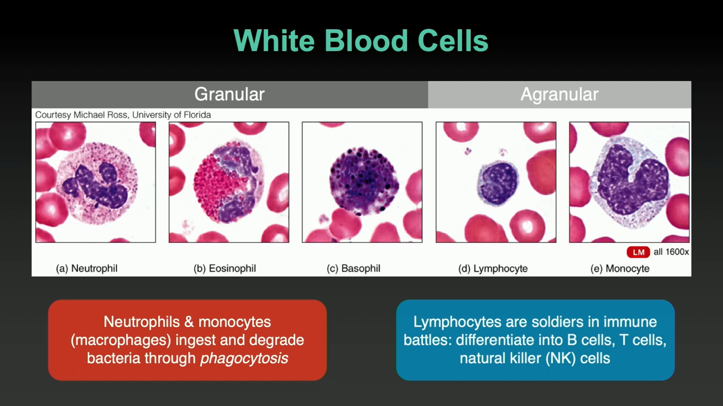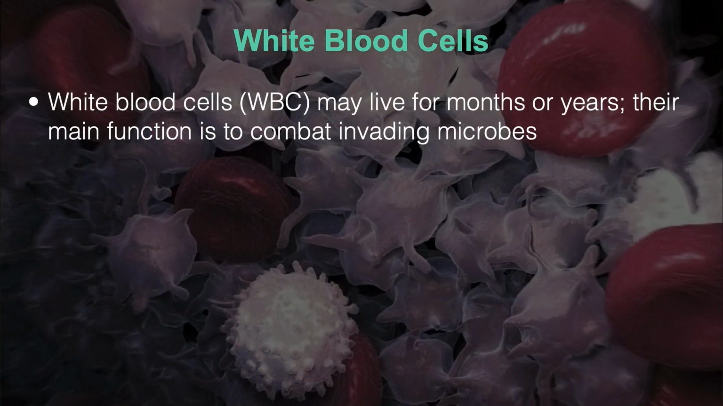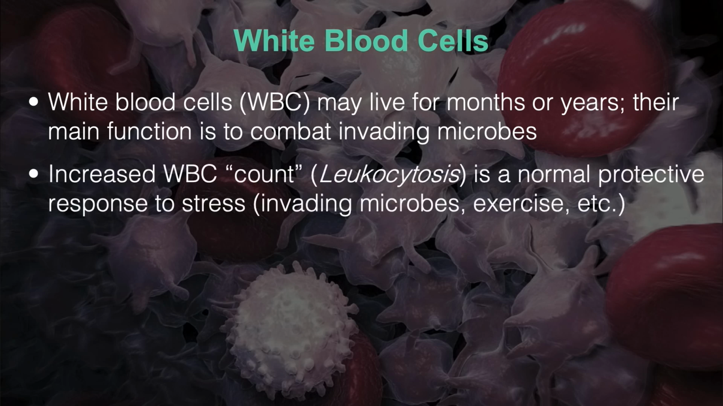So, white blood cells. White blood cells are always around. They're always present in some amount. They can live for years, in contrast to red blood cells that only last weeks to months and are degraded. They combat invading microbes and are induced in response to infection. So we start to produce many more white blood cells in response to infection.